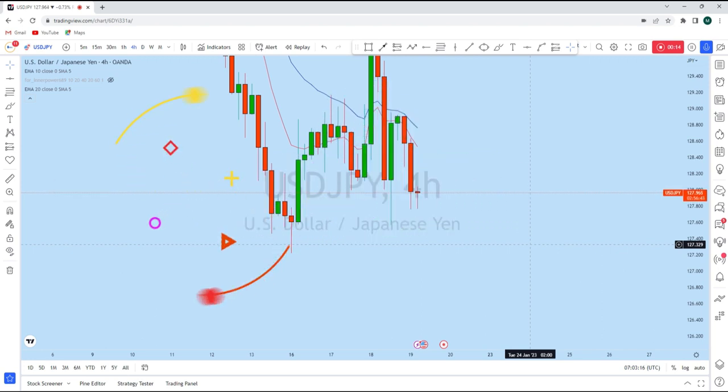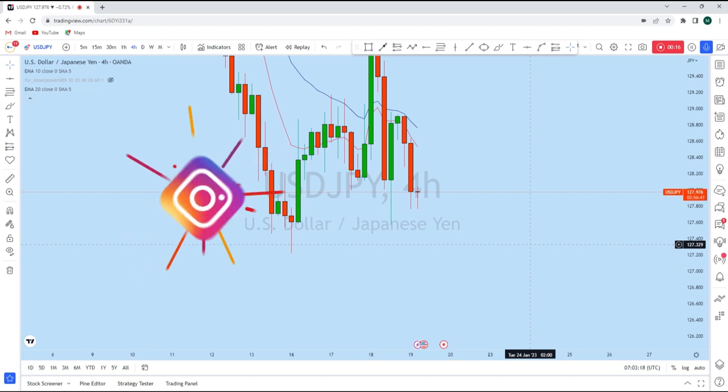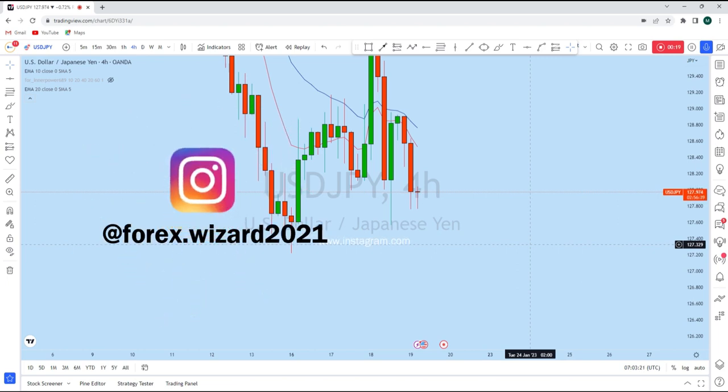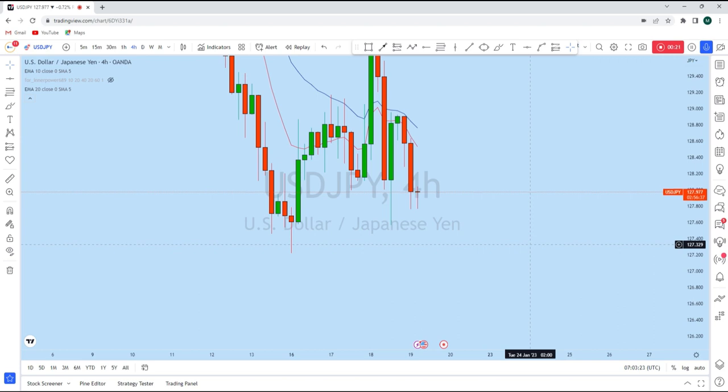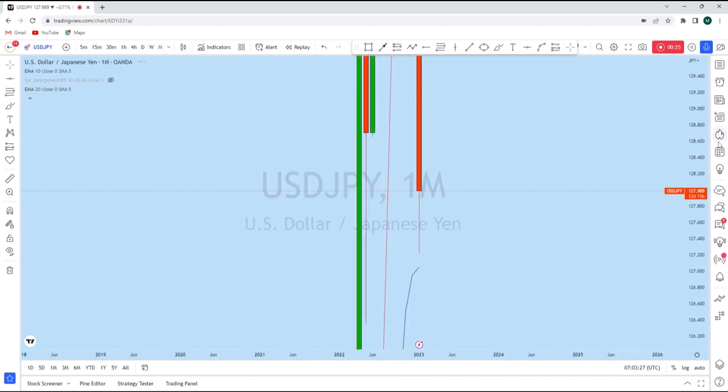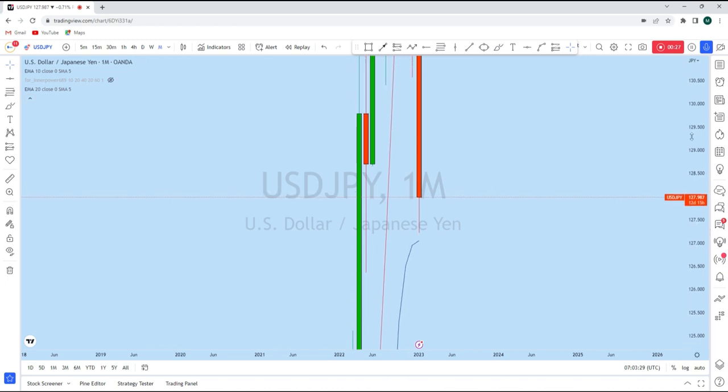Now, before we discuss how we can trade, let's look at the bigger picture to see the general direction in the market, and then we'll jump onto this lower time frame to see how we can trade dollar yen. Looking at, first of all, the monthly perspective to see the bigger picture.